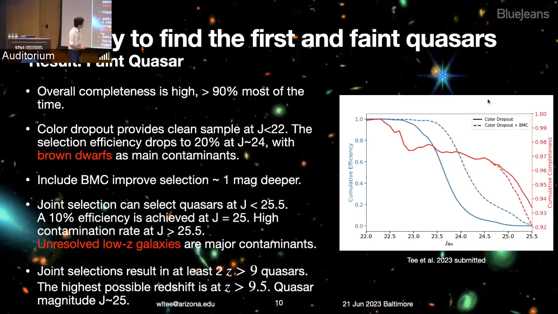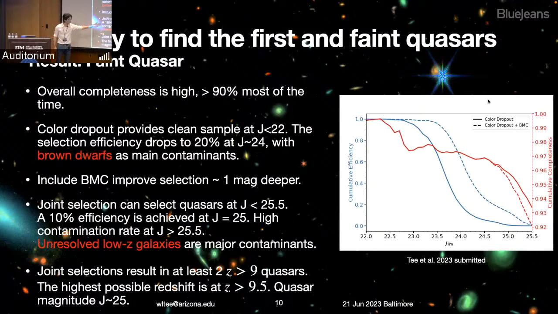So for our results, on the right, I show you the overall efficiency and completeness as functions of magnitude. Our overall completeness in selecting high redshift quasars is very high, almost 90% down to the faint end. And we see that the color dropout provides a very clean sample at the JWST limit of quasars. The selection drops to 20% at 24 magnitude, which is still good, 2 magnitudes deeper than current surveys, and where brown dwarfs are the main contaminants.